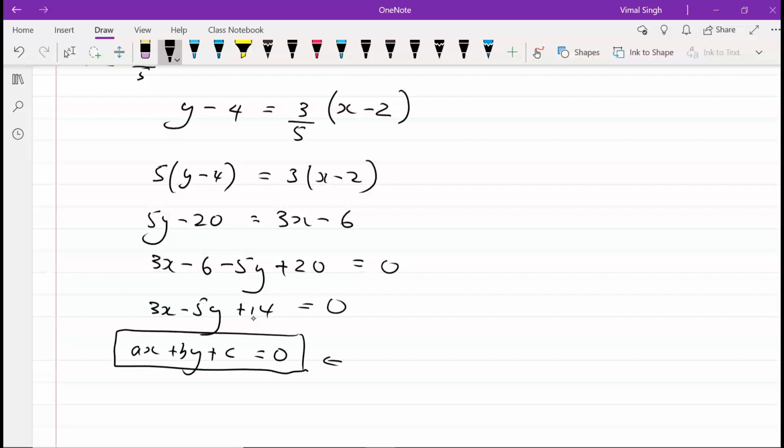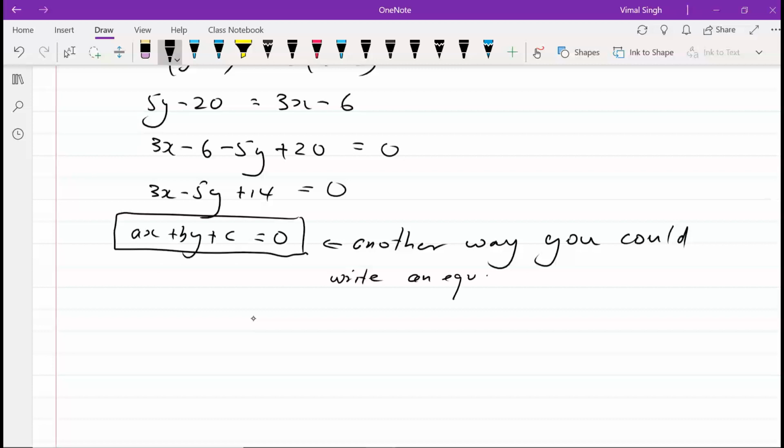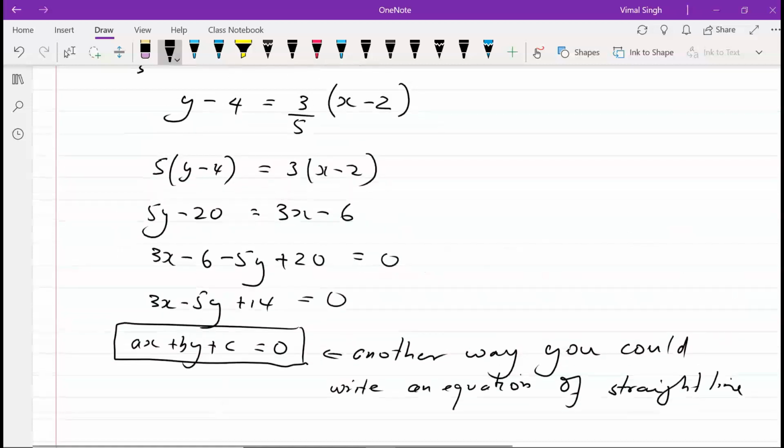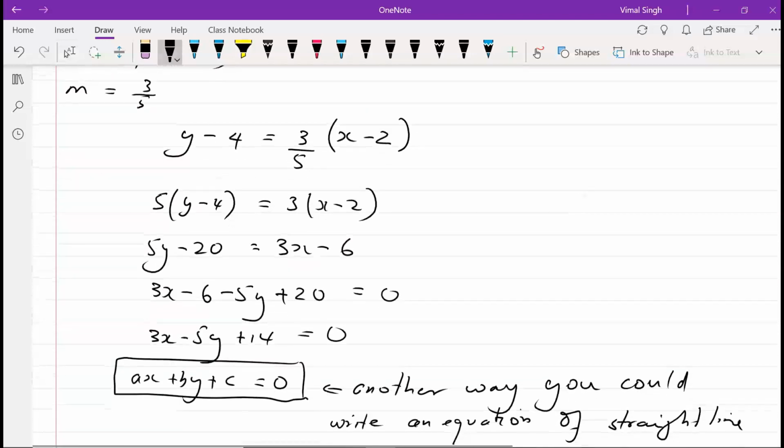So this is another way where you could write an equation of a straight line. Now, if you didn't want to write it in ax plus by plus c, you can always write it in the y is equal to mx plus c form.